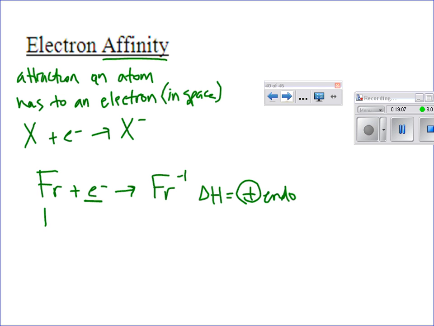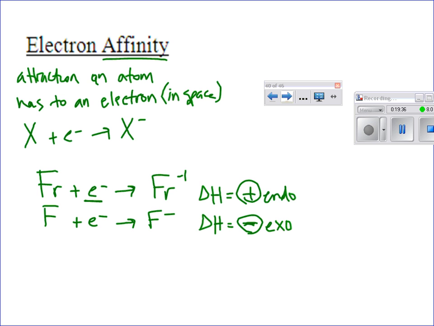If you look at something like fluorine, fluorine's a different story. Fluorine's like, heck yeah, I want that electron. Fluorine, as you know, is super electronegative, super small. It's basically one electron away from a full octet. It is really excited. It's so excited about having the electron that it gives energy off when it gets it. The process is exothermic, therefore its electron affinity is negative.